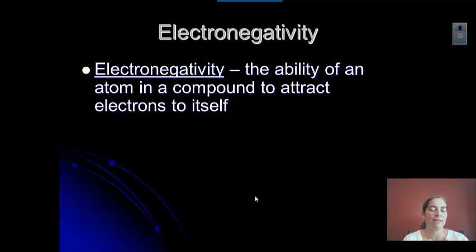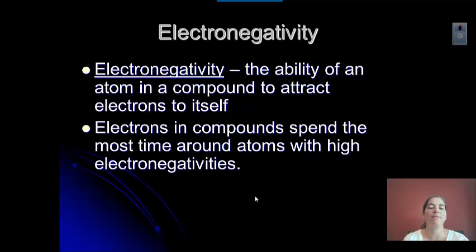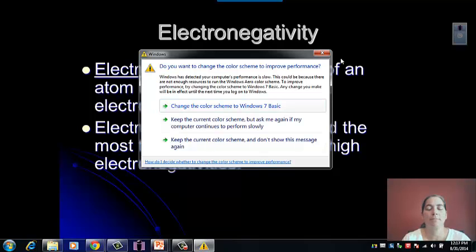electronegativity is not the same, the atom that has a higher electronegativity will attract the electrons from the other atom to itself. So elements and compounds tend to spend more time around atoms that have higher electronegativities. They don't go there and stay, they just tend to be more attracted.